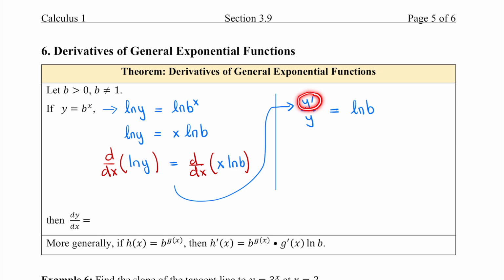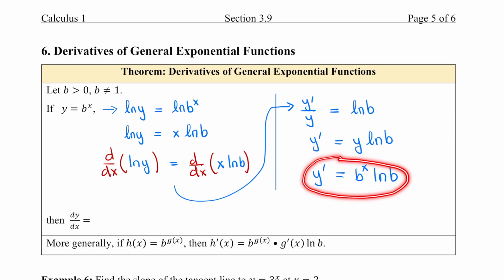To solve for y prime, I'm multiplying both sides by y. So I have y prime equals y times natural log of b. And y equals b to the x. So I replace this y with b to the x. So y prime equals b to the x times natural log of b. Therefore, the derivative of b to the x is b to the x times natural log of b.